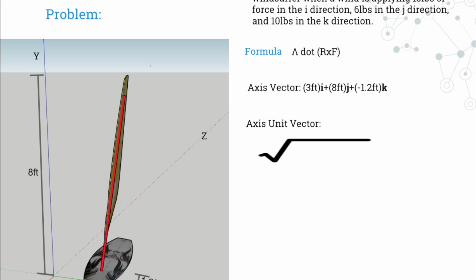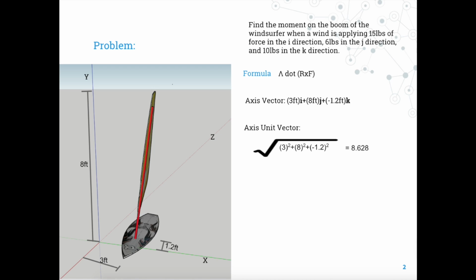So to find the unit vector, we will have to square each term right here and take the square root. So 3 squared, 8 squared, and the negative 1.2 squared. And we take the square root of this. This will give us our magnitude. So our magnitude equals 8.628. To find the unit vector from here, we will divide each of our terms by this 8.628. So each term gets divided by this 8.628.